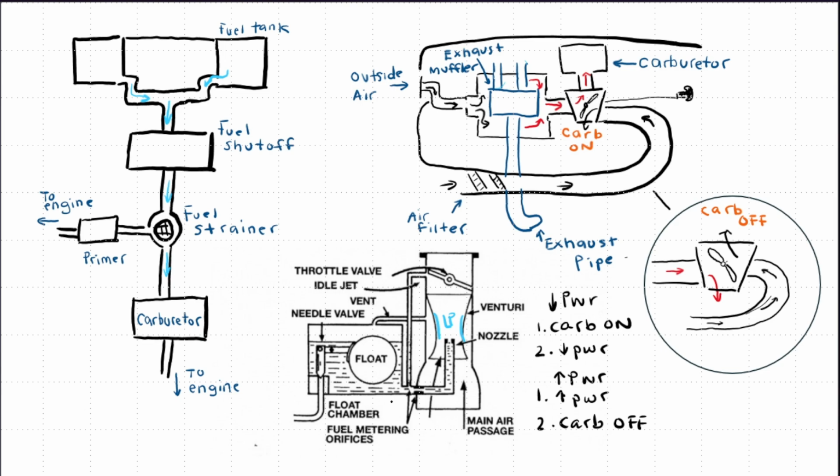Just remember that all you're doing when you're turning your carb heat on and off is changing the air source, changing where the air source is coming from. It is either cold filtered air or outside unfiltered air that goes around exhaust muffler and becomes hot. Which is also why turning carb heat on is not recommended on the ground because you're bringing in outside unfiltered air. And on the ground, that can be dangerous.